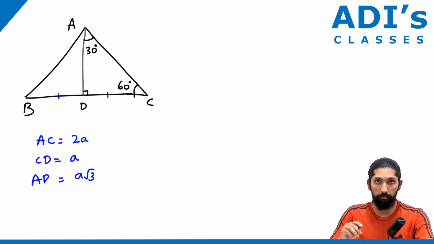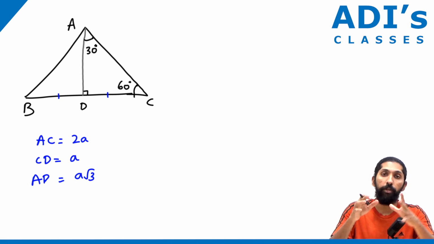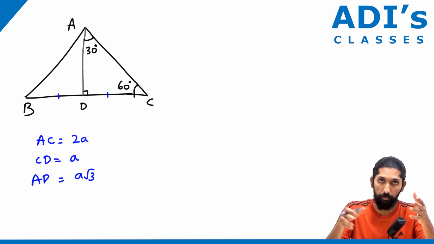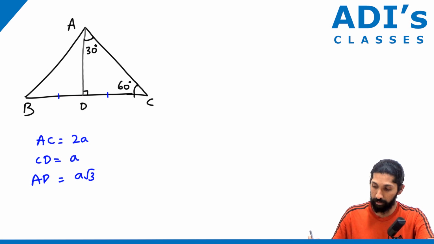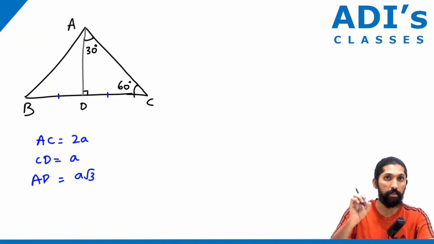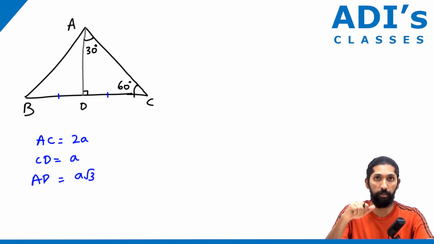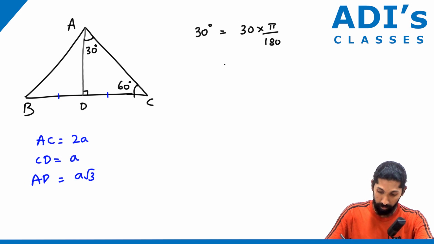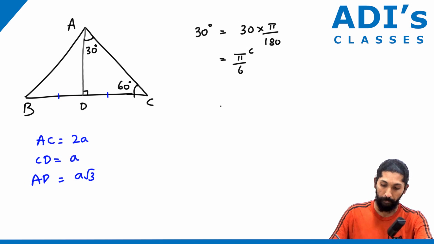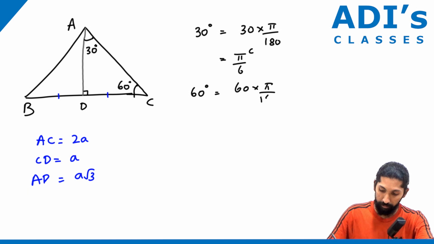Now, one thing I want you to understand is that we no longer use degree. I mean, we do, but generally we have to take in terms of radian measure. So we'll convert 30 and 60 in terms of radian measure. Now, since these are standard angles, I want you to remember these values. So 30 degree will be equal to 30 into pi by 180. Conversion, right? This is going to become pi by 6 radian. And 60 degree will be equal to 60 into pi by 180. So this is going to become pi by 3 radian.